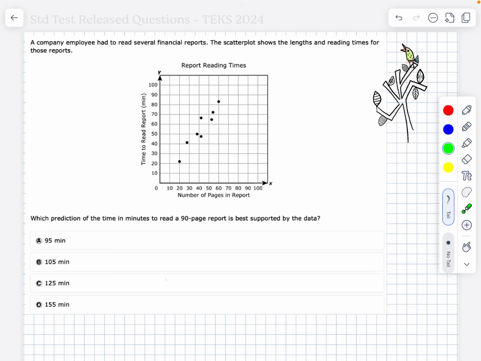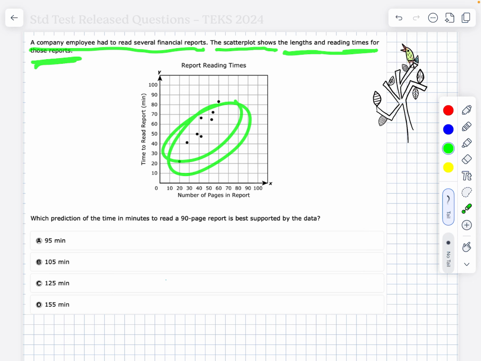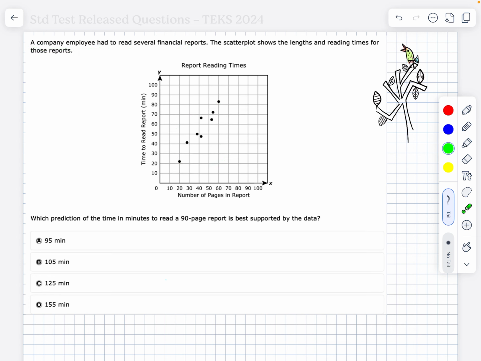Okay, a company employee had to read several financial reports. The scatter plot shows the lengths and reading times for those reports. So you can see on this graph, it has the time to read the report in minutes and the number of pages in the report. Okay, so here's the question.